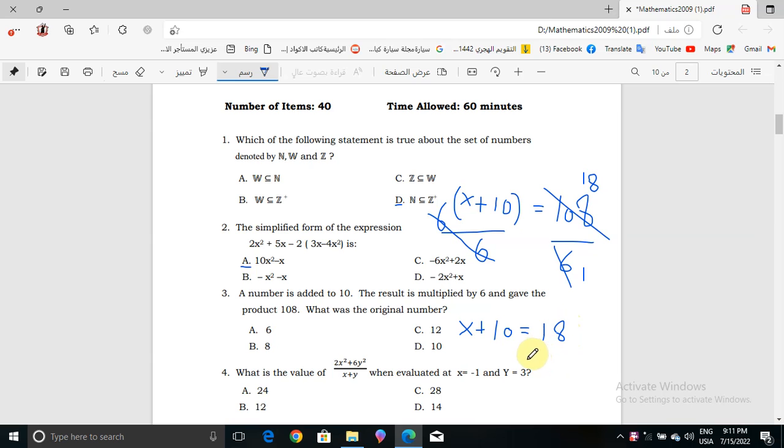Right? Then x is equal to, when you shift 10 to the other side, it will be negative 10. That means 18 minus 10, which will give us x is equal to 8. So that means 8 was the original number. So that means choice B, which has the number 8, is the correct answer for question number 3. Now let's go for question number 4.